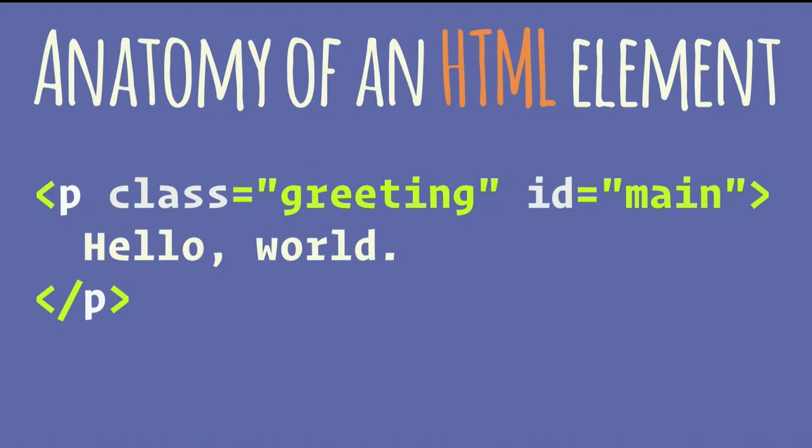That's a tag, right? And we got 2 tags here, an opening tag and a closing tag. The whole darn thing is an HTML element, right? So class and ID. What are class and ID? Attributes. That's right. And greeting and main are their values. So hello world, what's that? That's the contents, yeah. And it happens to be text content in this case.